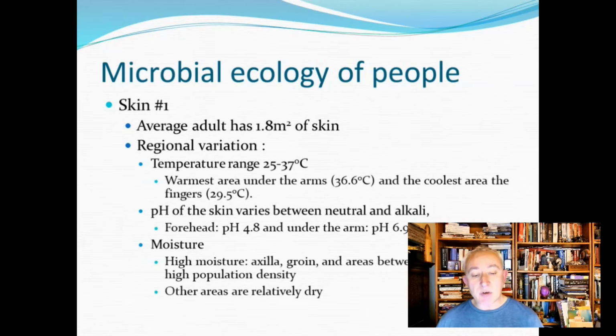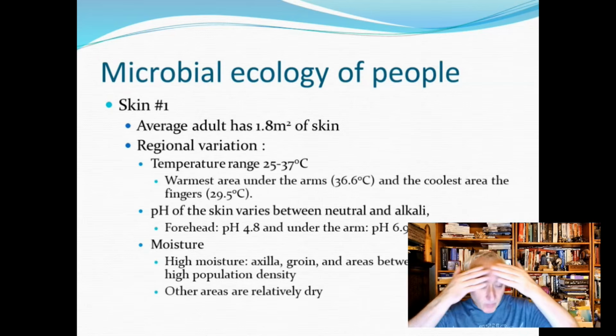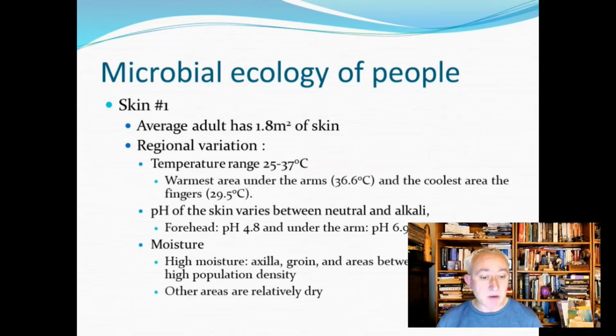So the temperature range across skin is from 25 to 37 degrees Celsius, with the warmest areas under the arms and the coolest areas at the ends of our fingers. The pH of the skin also varies, ranging from the acidic up to just around neutral. So the forehead has a pH of around 4.8. Under our arms, we're close to neutral. And we also have variations in moisture as well.